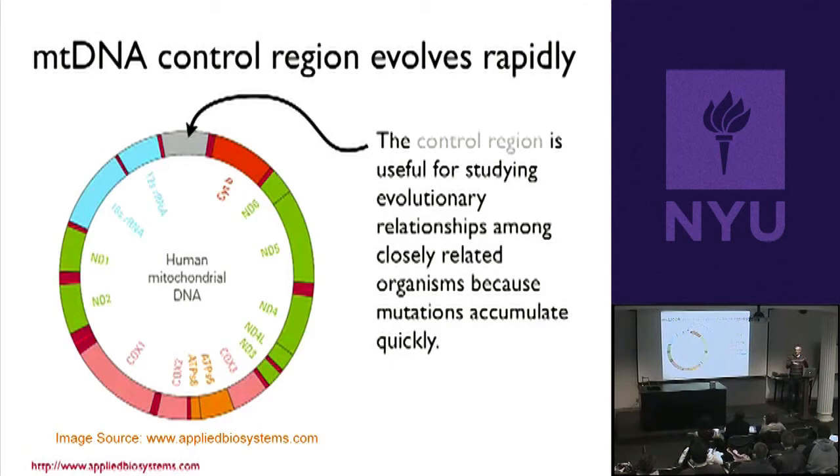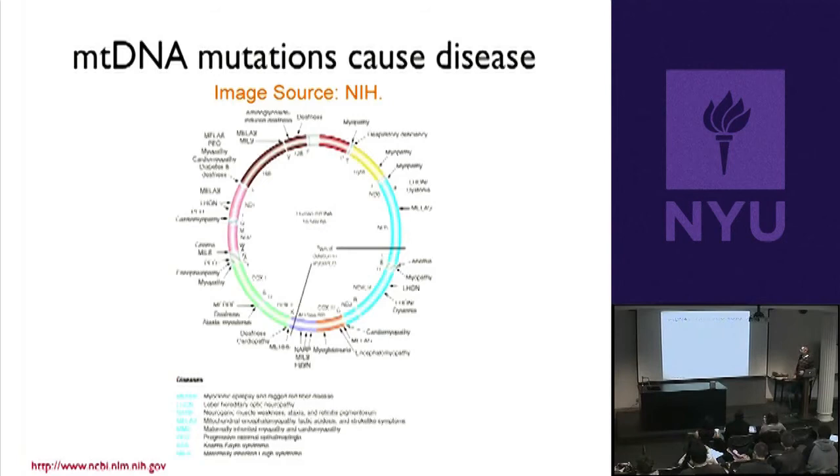The other thing you should know about mitochondrial DNA is that it's interesting to study in its own right, because there are lots of mutations of mitochondrial DNA, that is, base changes that occur in humans sporadically, that cause disease. This is a map of human mitochondrial DNA, and the arrows point to known base changes that were found in patients with certain diseases. And there are a load of them, in all of these genes, basically, that lead to various diseases.